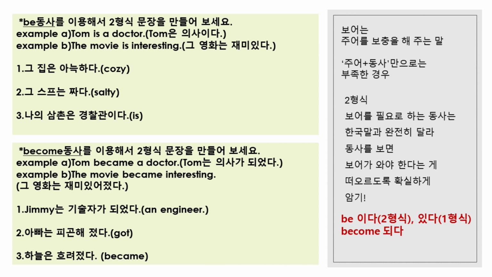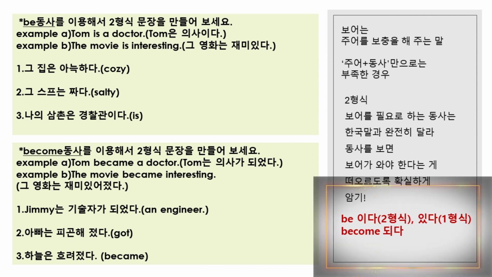1. Jimmy became an engineer. 2. Dad got tired. 3. The sky became cloudy. Remember, be and become should have complements after them. If be means existence, it doesn't need a complement though.